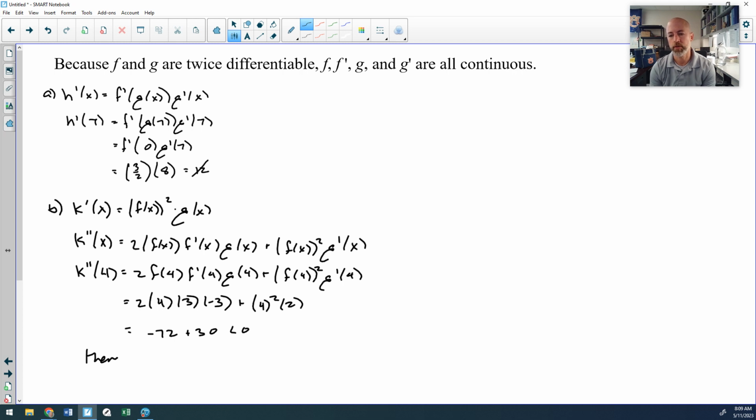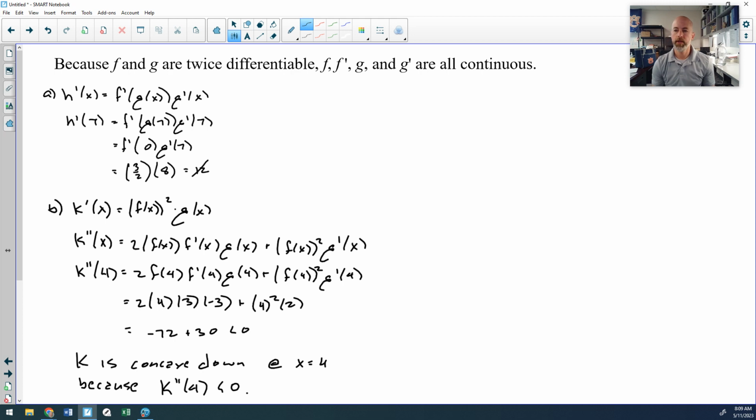Therefore, or I'm just going to say this. I'm not going to say therefore. I'm going to say that K is concave. I'm double checking the question to make sure I'm answering the correct question. Yes, K is concave down at x equals 4, and we are looking at x equals 4, because K double prime of 4 was less than 0. Nice question. Not as bad as I was thinking it would be.